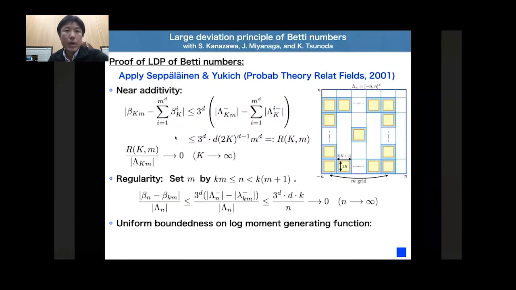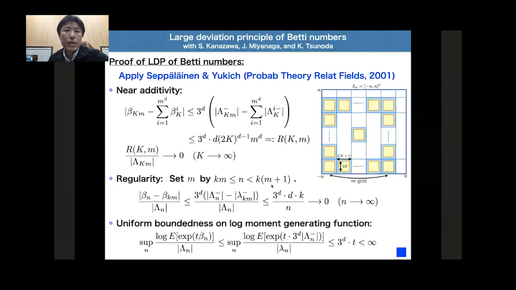Next, let us think about the regularity condition. So now let M be chosen by this, in a similar situation. Then this condition is asking the convergence of these two Betti numbers, the total Betti number and a slightly shrunk Betti number. And we can also show that this difference divided by the volume goes to zero by almost the same argument.